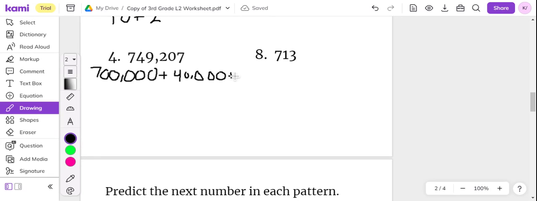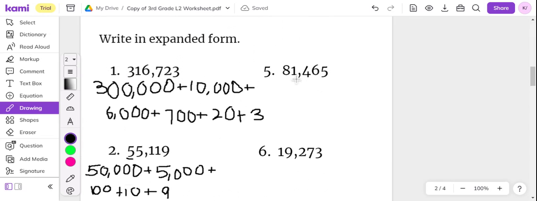Plus 9,000, because there's a 9 in the thousands place. Plus 200, because there's a 2 in the hundreds place. And because there's a 0 in the tens place, we do not need to add anything for the tens, and just add that last 7. So all of this should equal 749,207.